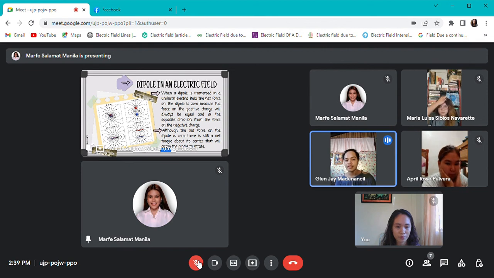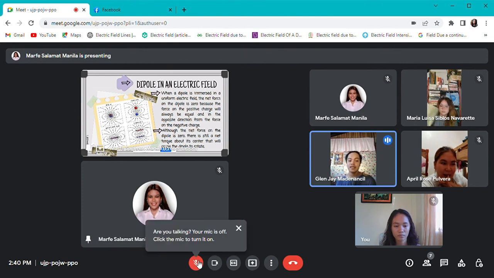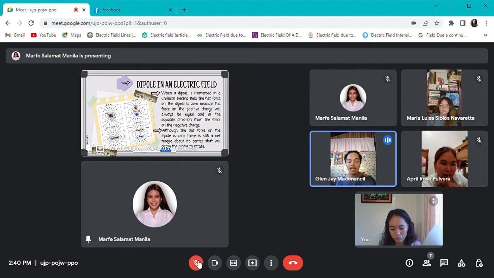So I would like to add, na-mention ni Eloisa ang torque, which means, in other words, twisting. The twisting of both forces. Since they are dipole, duha sila, then they have equal charges, as mentioned dito sa slide. When the dipole is in an electric field, this dipole will try to twist and rotate on its axis para mo align sila sa electric field.